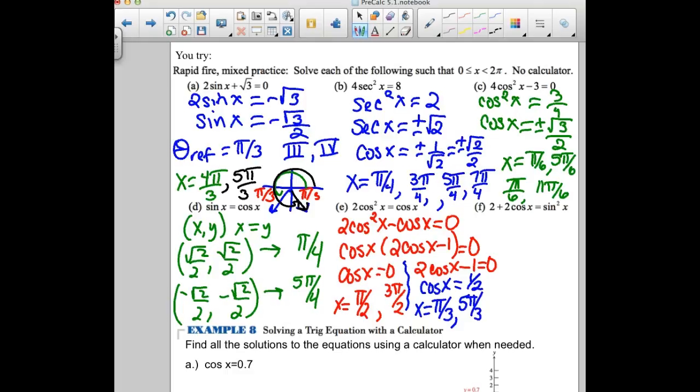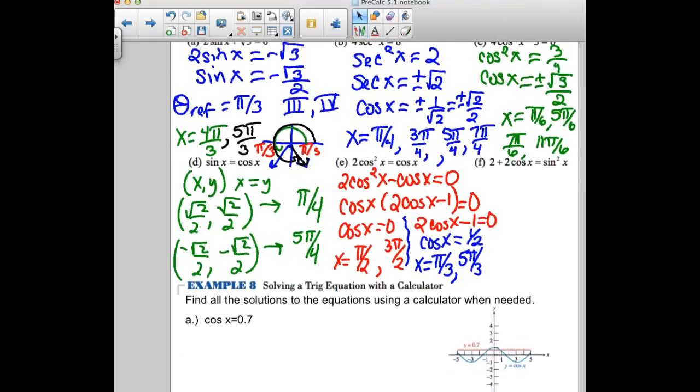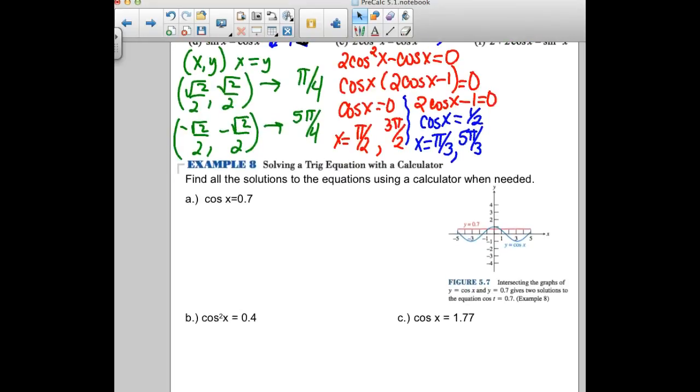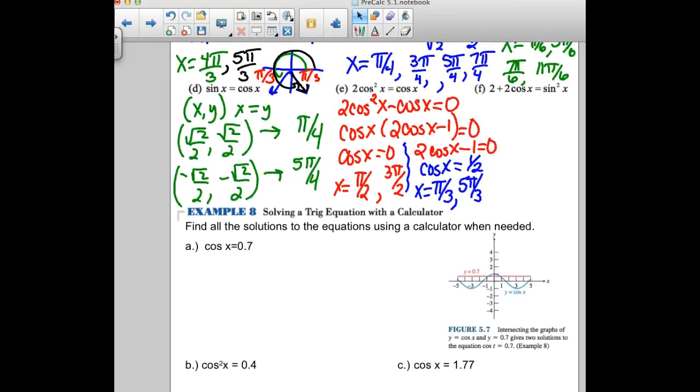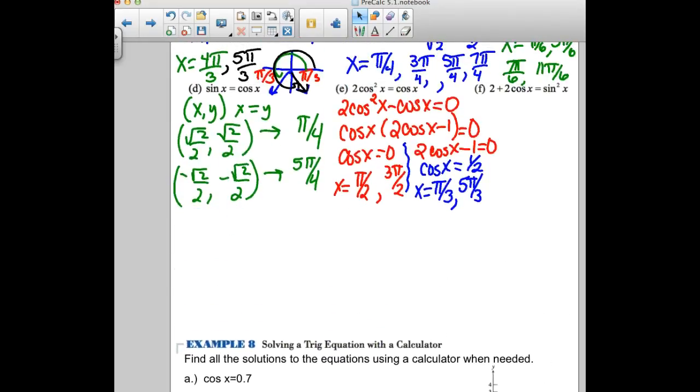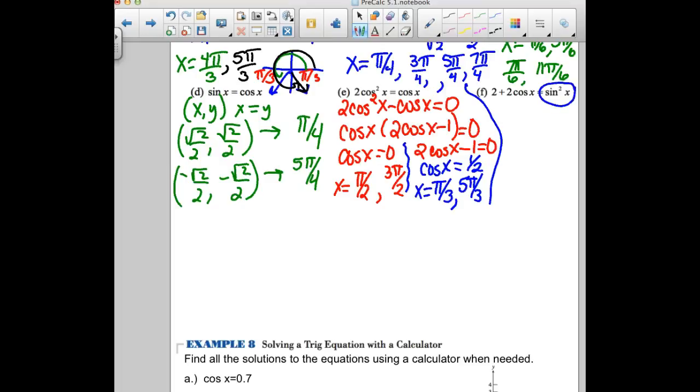All right, and the last one for today. We have 2 plus 2 cosine of x equaling sine squared of x. Now notice in this one, we have two different types of trig functions. And if we were going to try to factor this, we would want everything to be in terms of the same trig function. So I'm just going to move a few things out of the way here so we have a little room. All right, so let's change this sine squared using one of our Pythagorean identities.